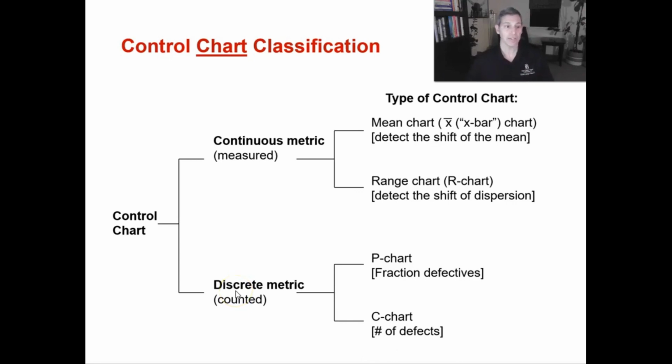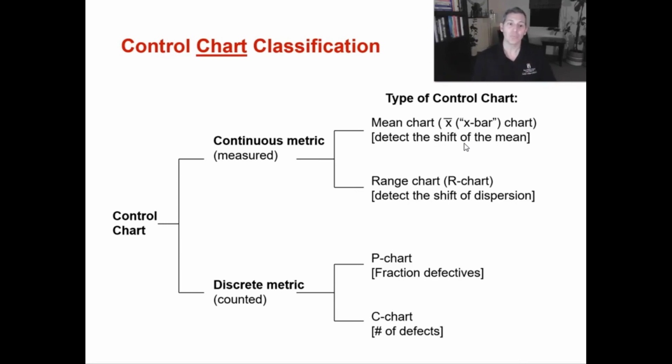And so you'll see this chart again. This is the control chart classification. Your control chart is what you're going to make. If it's a continuous metric where it's measured, you will use an X bar chart, which detects a shift of the mean. A shift of the mean means your average is changing, either lower or higher. Generally what I see is exam number 1 is pretty good, exam number 2 is a little bit harder, so I detect a shift of the mean because the averages are getting worse from test 1 to test 2. So that would be a mean chart or an X bar chart.